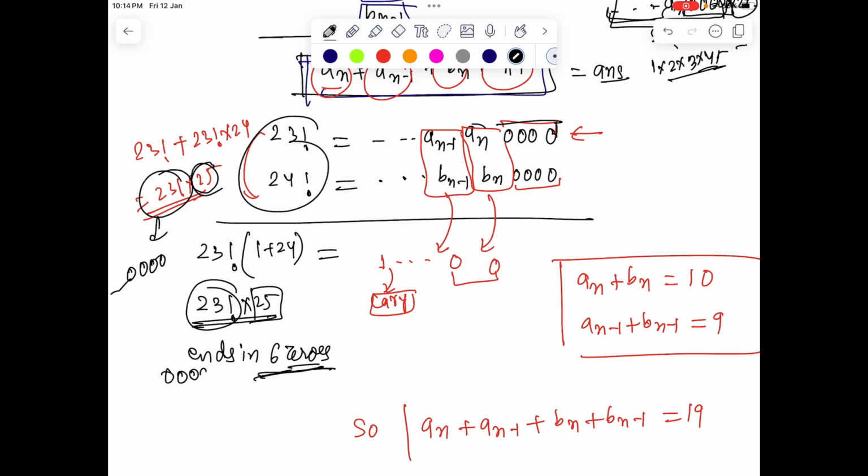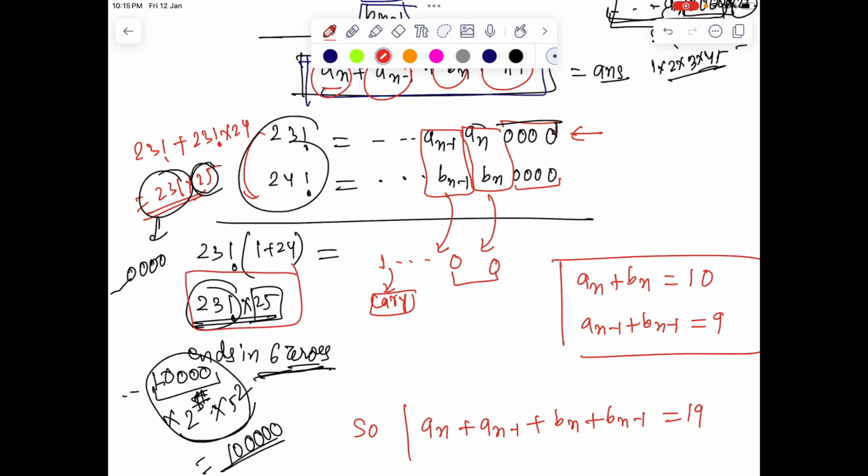Is this clear? Yes, because 23 factorial ends with 4 zeros, so I can tell it's like 10,000 into 2 to the power of something in excess, definitely more than 5 or so. And then you are multiplying with 5 square. So overall the product is going to end with 6 zeros, guaranteed. So this ends with 6 zeros. It means if I add both of them, it must end with 6 zeros.